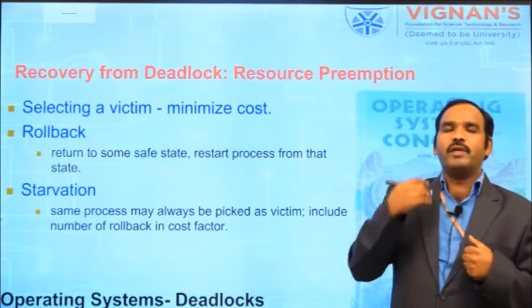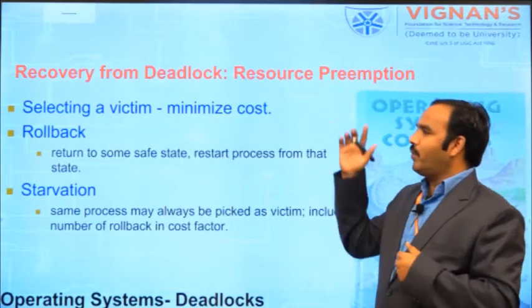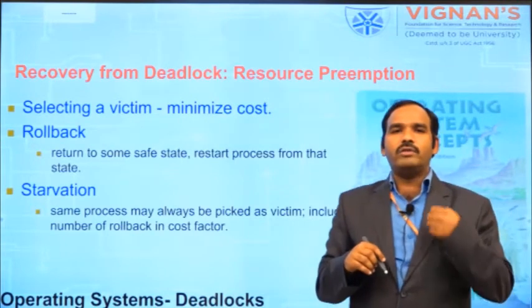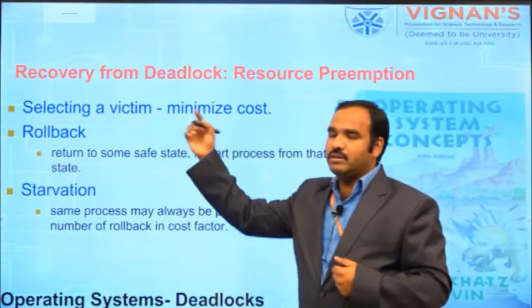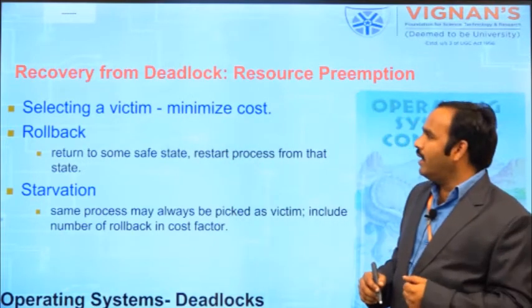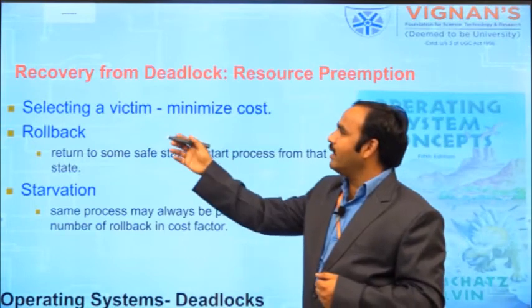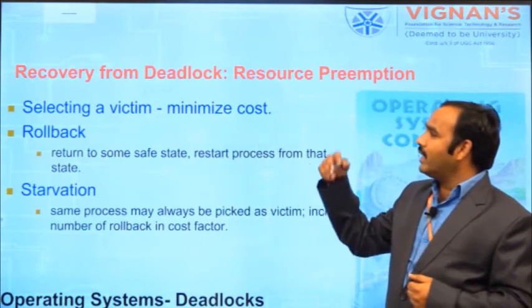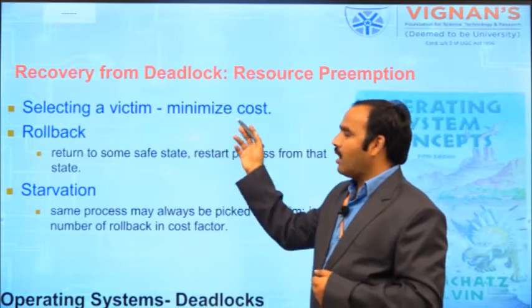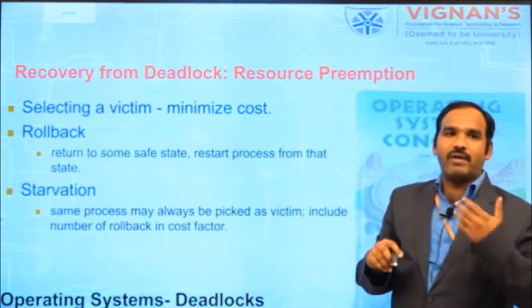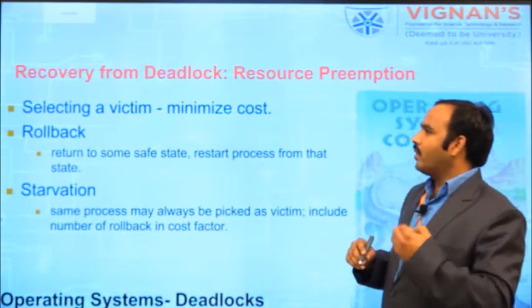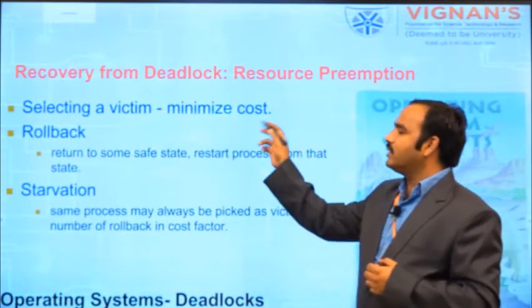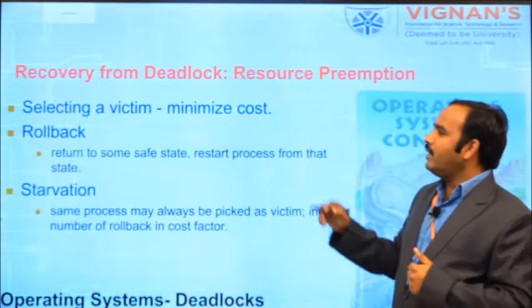When we are preempting resources from a process, whenever we have to select a process, a victim, meaning a process involved in the deadlock, that selection should minimize the cost. What is the cost? Cost is a factor that creates the minimum effect in the system.